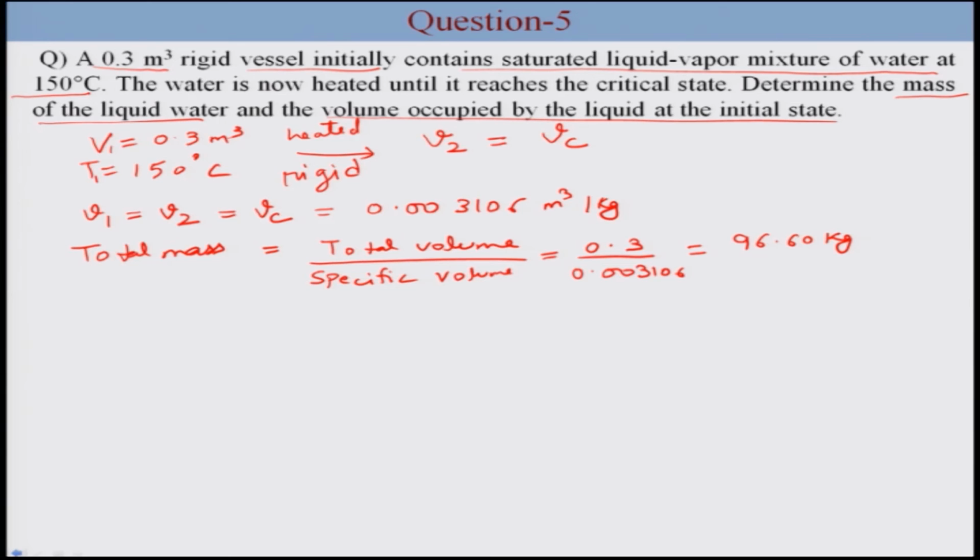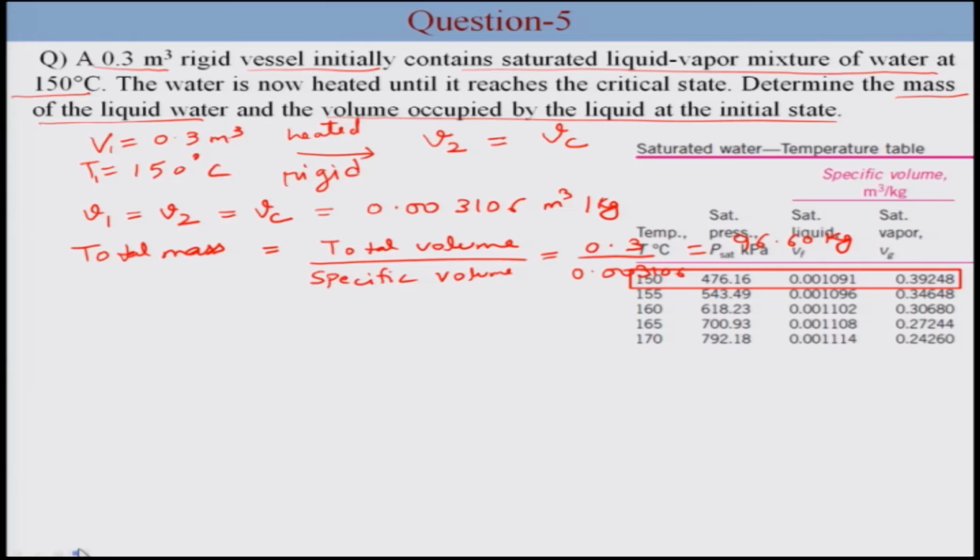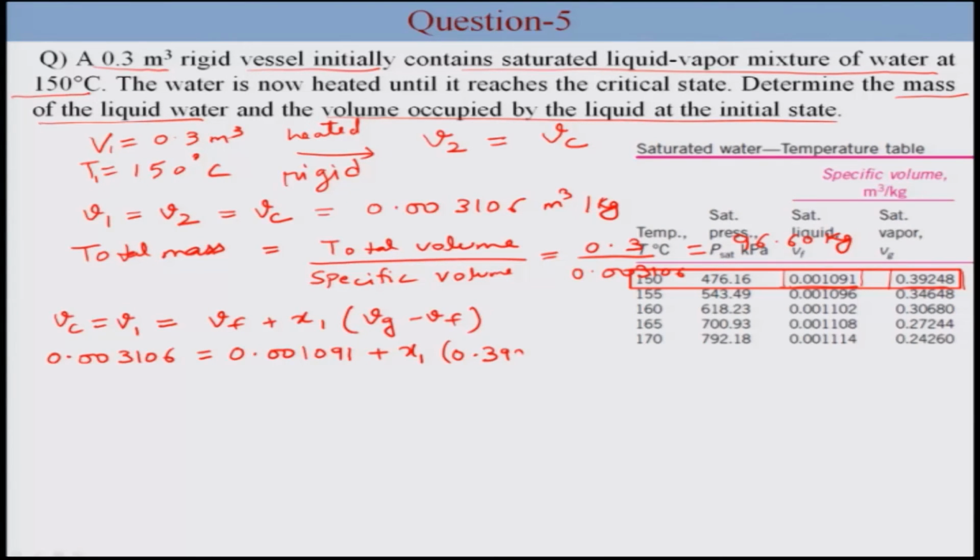So, we can calculate the quality of this mixture. So, from table of saturated water at 150 degrees Celsius, if we see the value of Vf, that is specific volume of liquid, is this, and the specific volume of vapor is this. We know the specific volume of the system. So, Vc, which is equal to V1, is equal to Vf plus x1 multiplied by Vg minus Vf. So, putting the values of Vc, Vf is 0.001091 plus x1 and Vg minus Vf. So, this gives a value of x1, 0.005148. This is the quality of the mixture in the initial state.